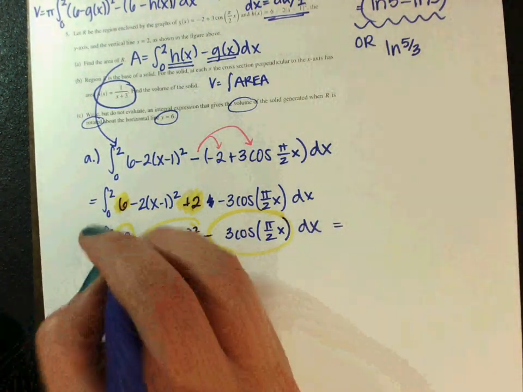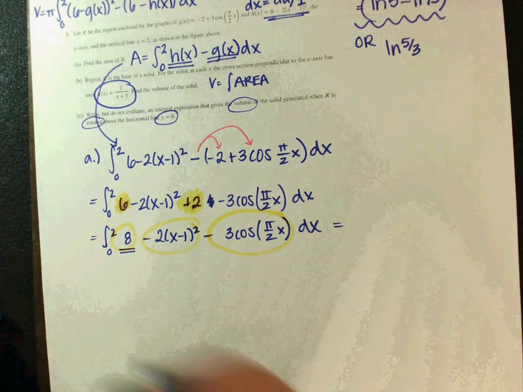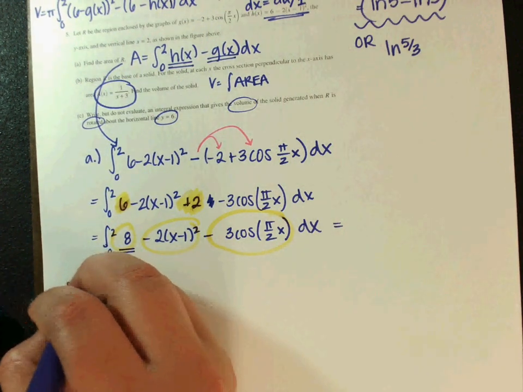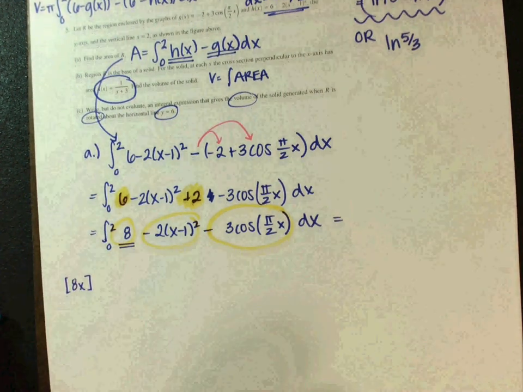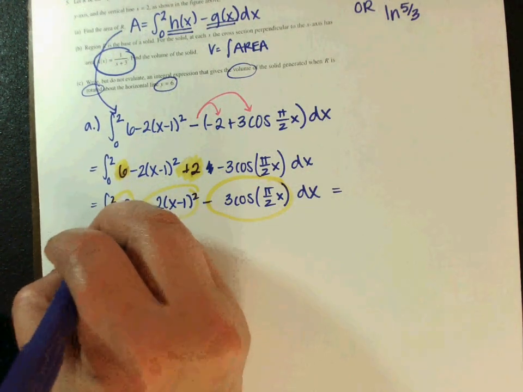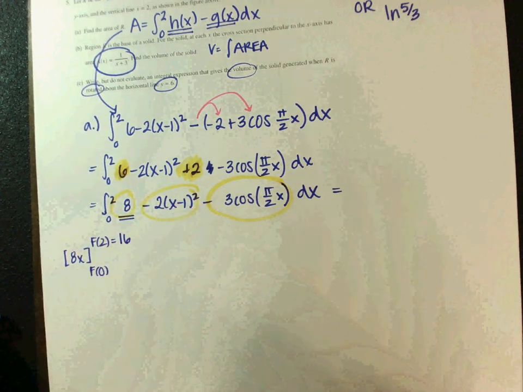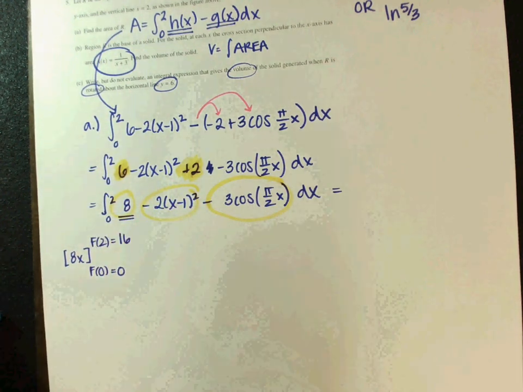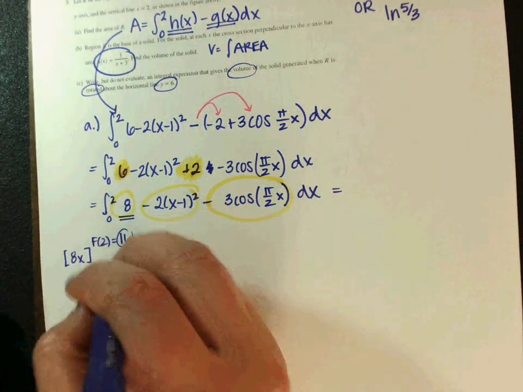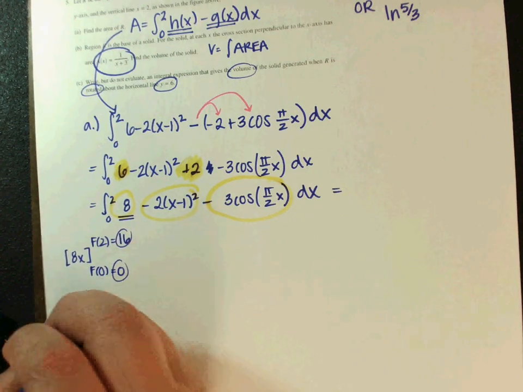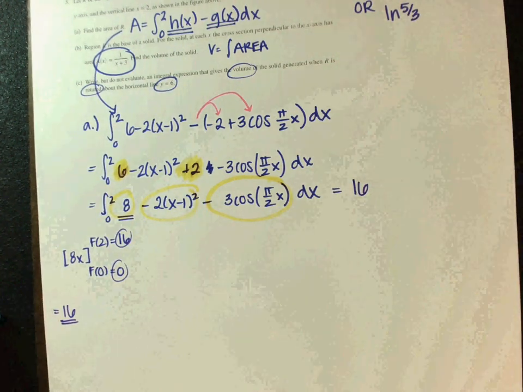So let's do our first integral just on our 8. If I integrate 8, I'm going to get 8x. Then I'm going to plug in my endpoints, which are 2 and 0. When I plug in 2, I'm going to get 16. When I plug in 0, I'm going to get 0. Then I'm going to do 16 minus 0. I'm going to get 16. That is part 1 of my integral.